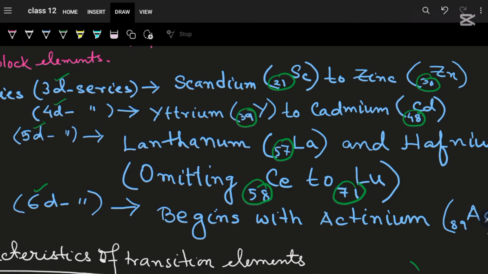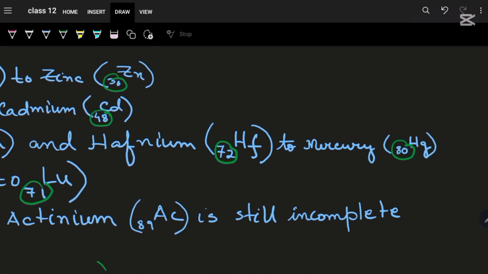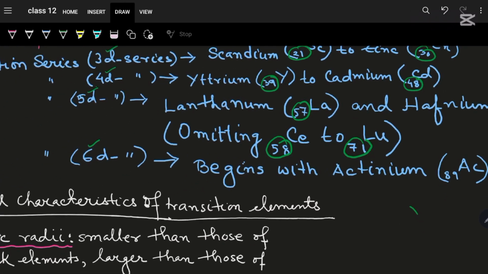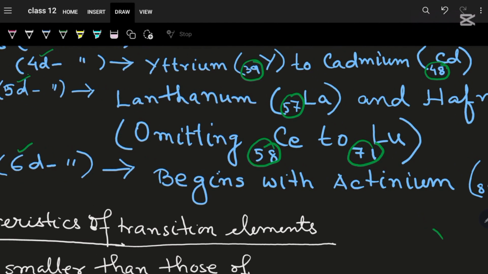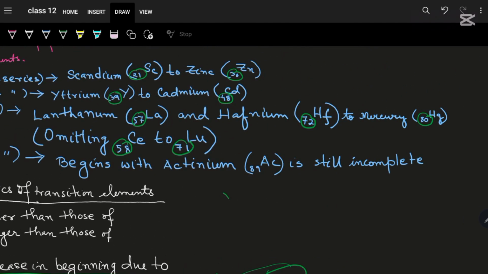The third series is the 5D series, starting from lanthanum 57 and hafnium 72 to mercury 80, because in between there is cerium 58 to lutetium 71, that is getting omitted because that is the lanthanide series. Now next is the 6D series, which begins with actinium, atomic number 89, and is still to be completed.